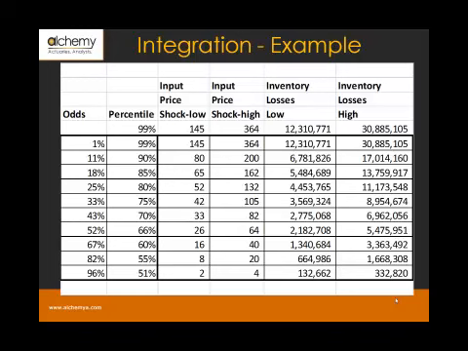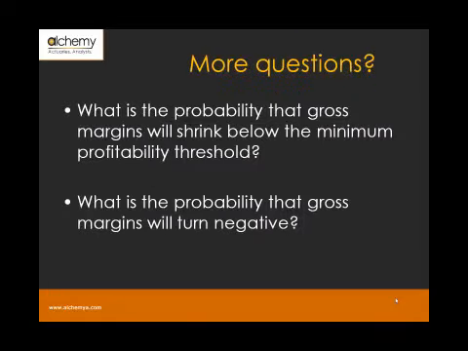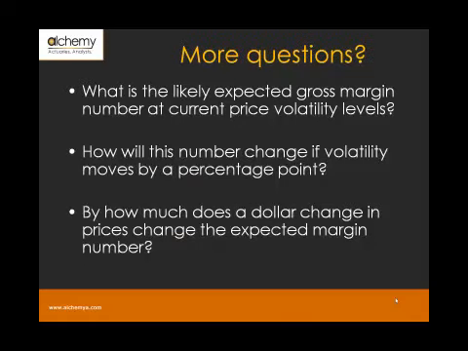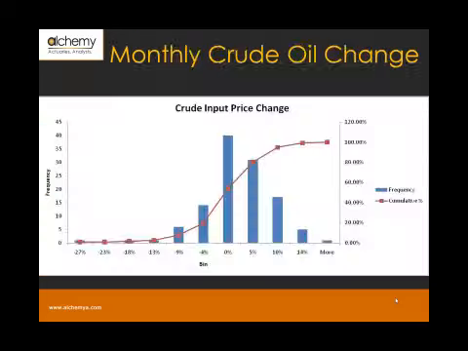Now you can extend this, and what you've done for inventory could very well be done for margins. And a framework like this, such as the one that you're seeing in front of you, can then very easily be extended to answer the question that we've asked. What's the probability that gross margin will shrink below a minimum level? What's the likely change if vol moves by a percentage point as far as your gross margins are concerned? As well as, how much does a dollar change in price change the expected margin number? So these are all important questions that move significantly beyond the application of value at risk to just market risk. We're now talking about margin management, margin tracking, and profitability projection.